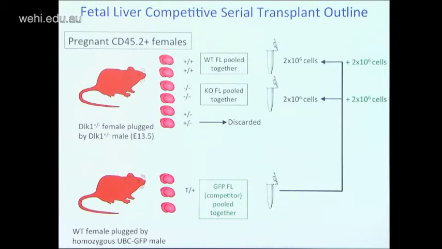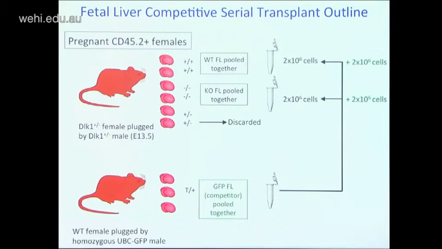The 45.2 donors are from a Dlk1 heterozygous female plugged by a heterozygous male, and the embryos are E13.5. And the competitor is a wild-type female plugged by a GFP male, and that provides transgenic competitor fetal livers. So from the heterozygous female, we get the wild-type fetal livers, which are pooled together, and we also get the knockout fetal livers, which are pooled together, and 2 million of these are put in one tube, 2 million in the other tube, and the heterozygotes are all discarded.